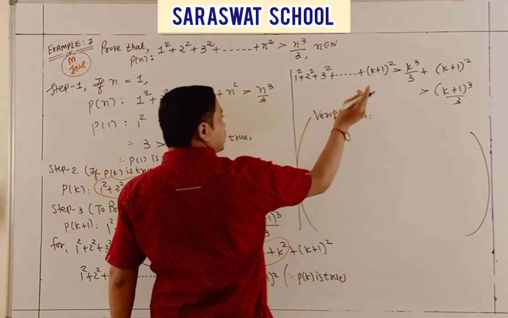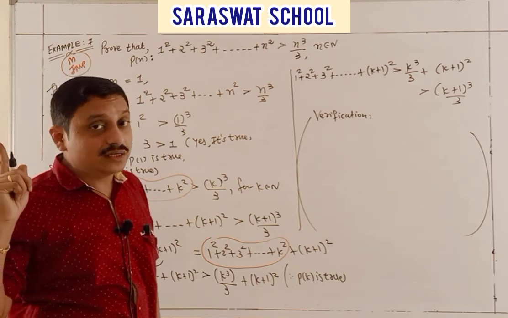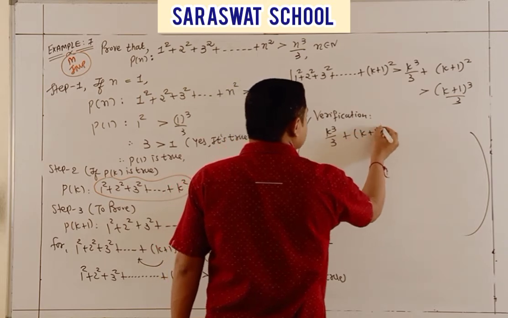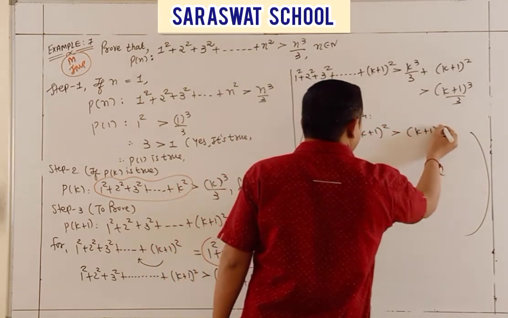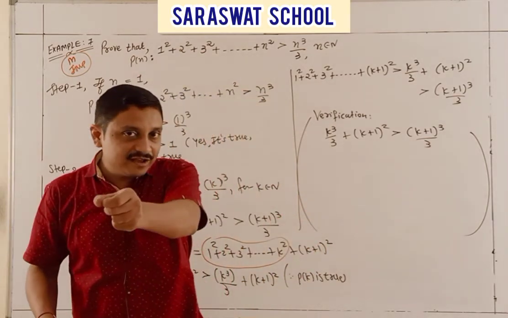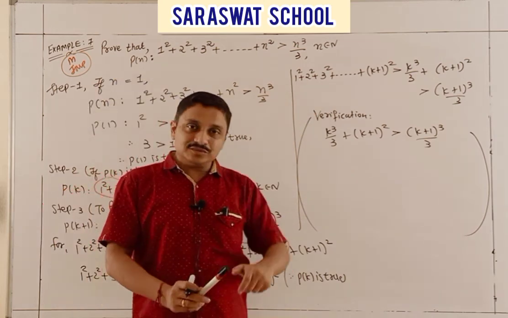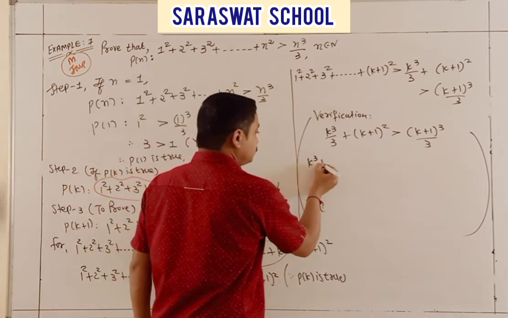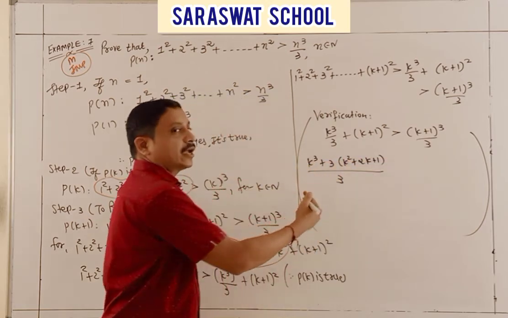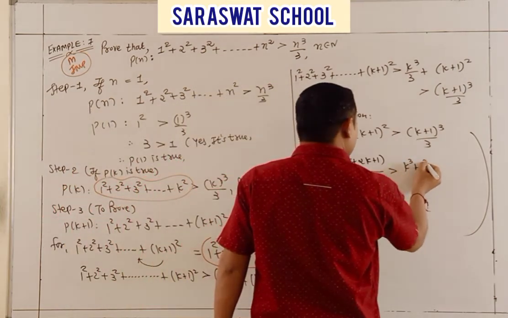Why have I written this? Yes, verification must be written down. So k cube by 3 plus k plus 1 whole square is greater than k plus 1 cube by 3. Students, this value must be expanded and simplified, and I must prove it is true. So this data is true. So k cube by 3, I just take the LCM and expand. Greater than k cube plus 1 cube.